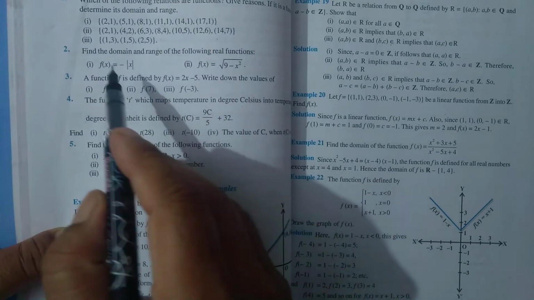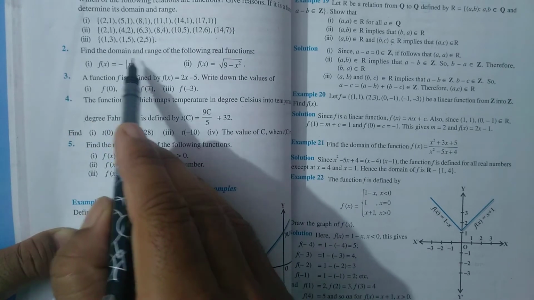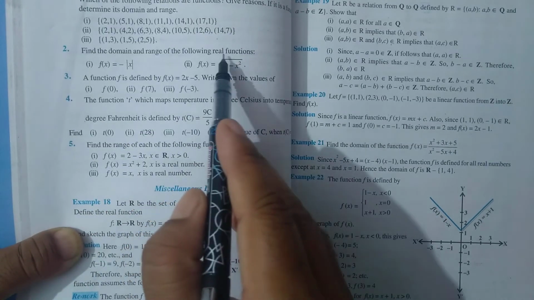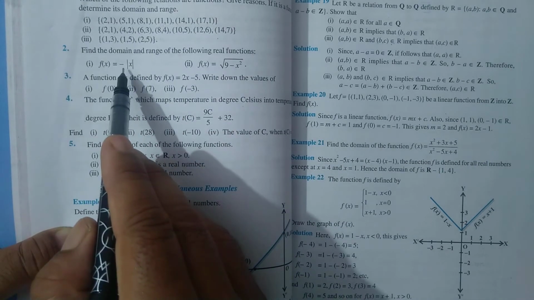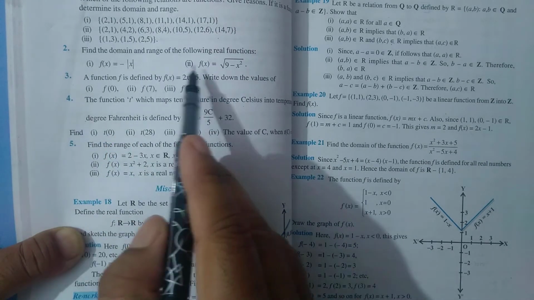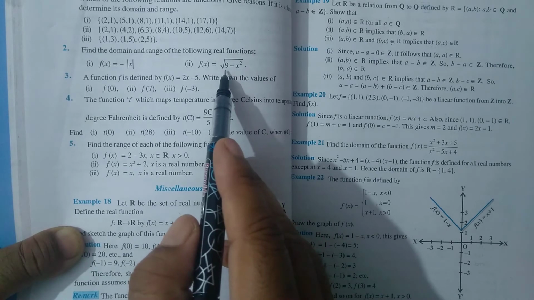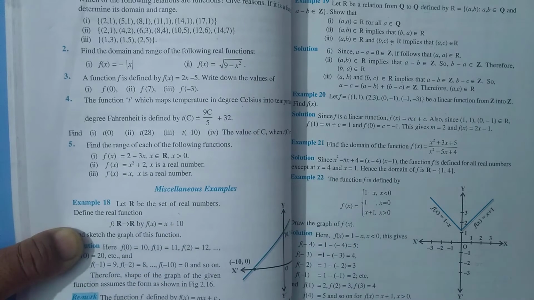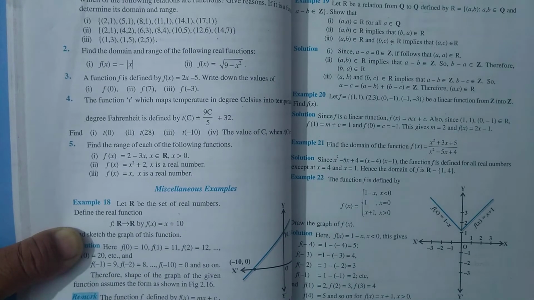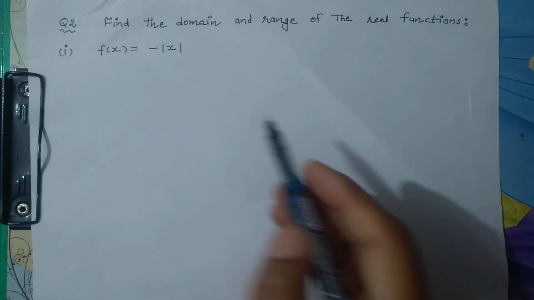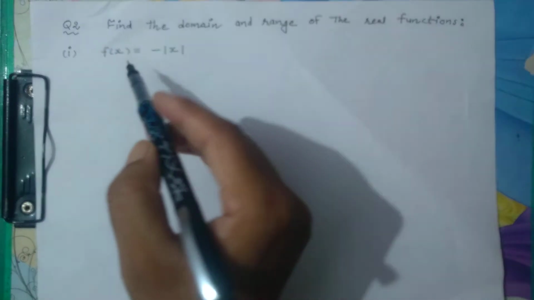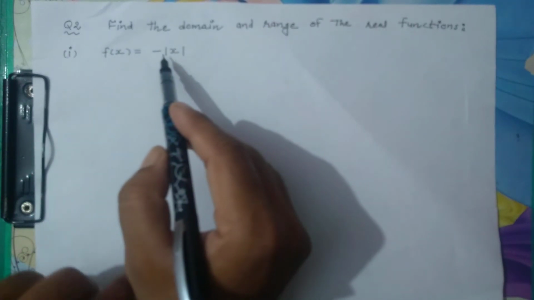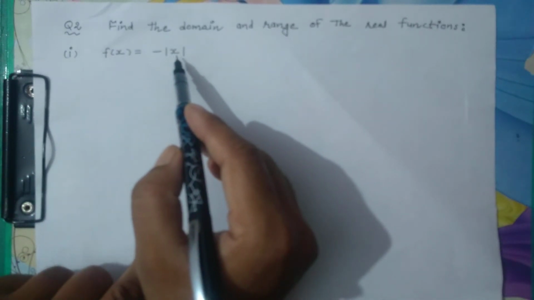Now we have question number 2. Find the domain and range of the following real functions. It has two parts. f of x is equal to minus mod of x. f of x is equal to square root of 9 minus x square. So let us do this question. So the very first part of question number 2, find the domain and range of the real function f of x is equal to minus mod of x.